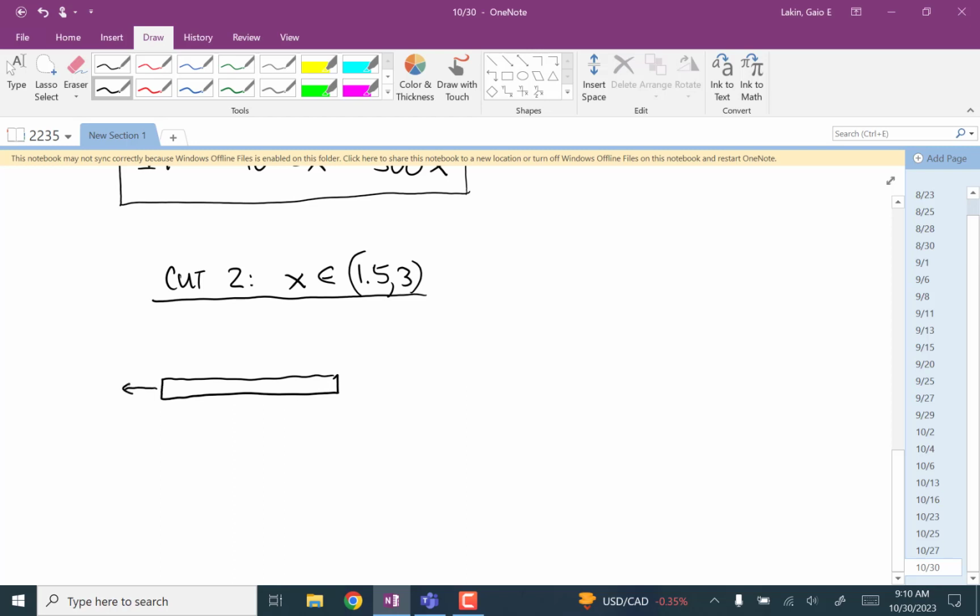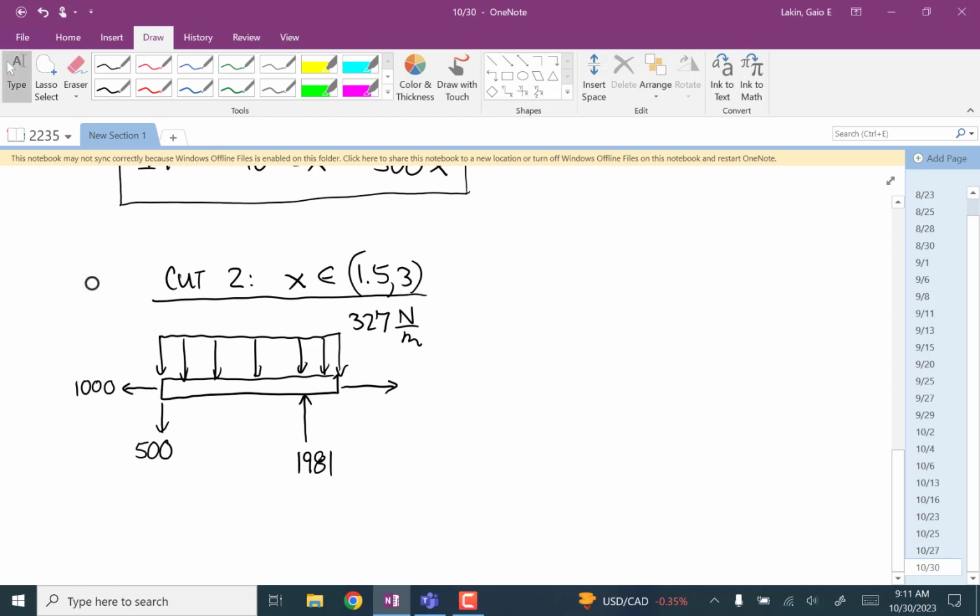We have the 1,000 Newton force horizontally, the downward 500. Now we have this upward force of 1981. The distributed load with a uniform value of 327. And then we haven't gotten all the way to the end, so now we just have the internal loads.